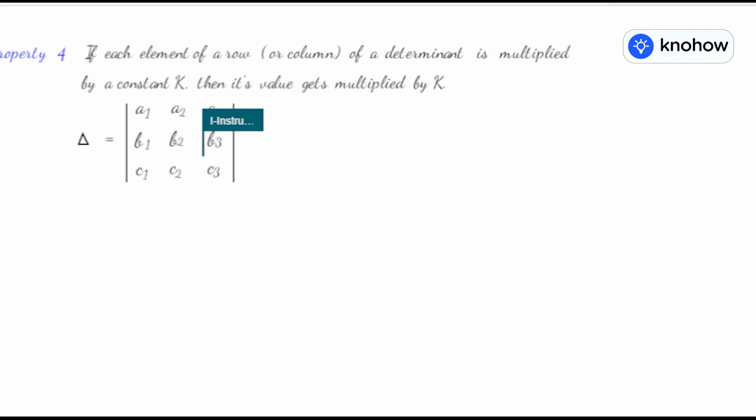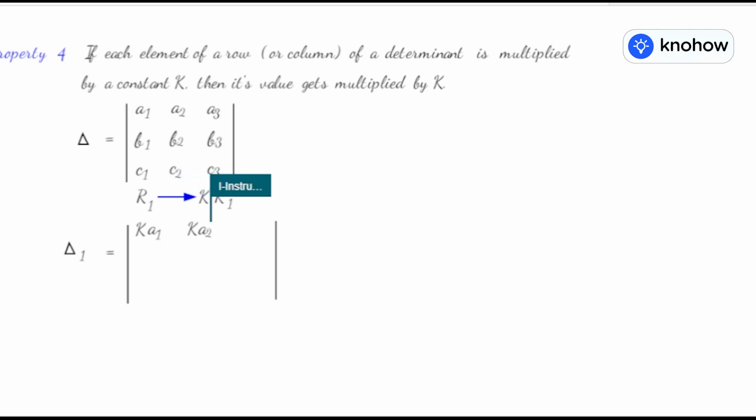And if each element, say of r1, is being replaced by k times r1, if each element of row 1 is multiplied by k, then the new determinant, say delta 1, what will be the elements of r1? ka1, ka2, ka3, and the rest, b1, b2, b3 and c1, c2, c3, remain unchanged. Then the property says that delta 1 will be k times delta. It can easily be proved.